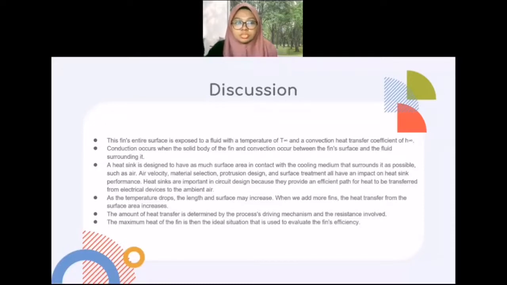As the temperature drops, the length and the surface may increase. When we add more fins, the heat transfer from the surface area increases. The amount of heat transfer is determined by the process driving mechanism and the resistance involved. The maximum heat of the fin is then the ideal situation that is used to evaluate the fin's efficiency.